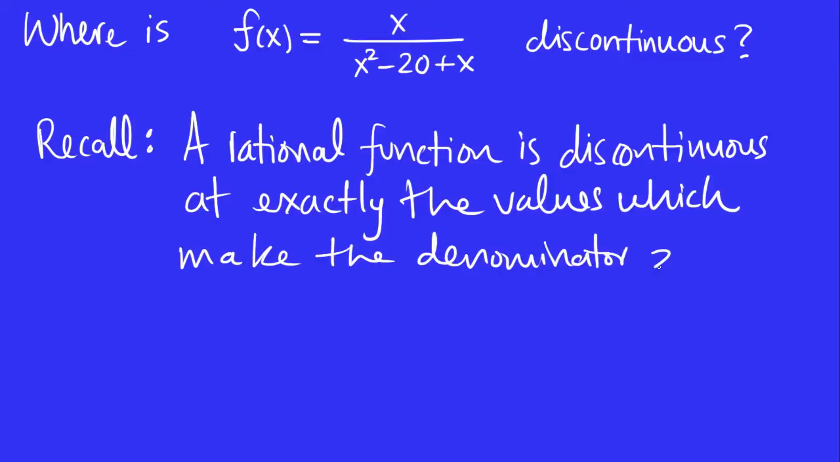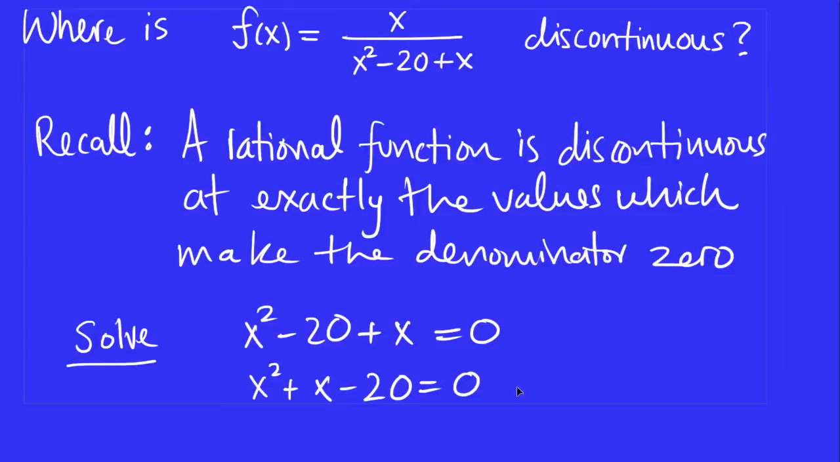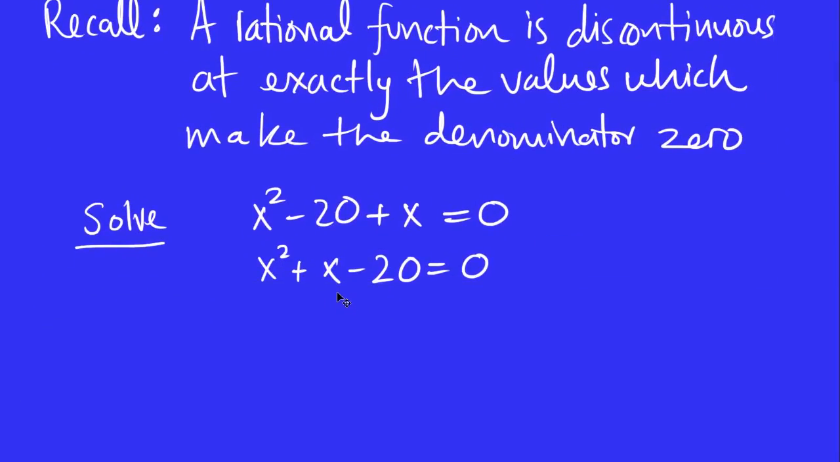So really all I have to do is find out which numbers make the denominator zero, right? So let's solve x squared minus 20 plus x equals 0. This is kind of written in a weird way. It kind of looks nicer to have the polynomial written so that its powers are decreasing and in order. How do we solve this?